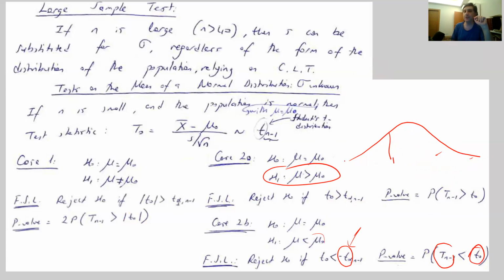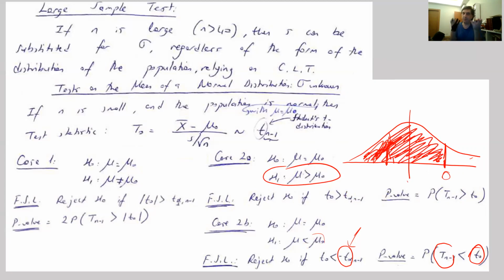So if, for instance, the t0 value has come to be here, it's going to be this probability. If it has come to be here, so we say that the alternative hypothesis is mu smaller than mu0, however the sample mean has come out to be even larger than mu0, still this is going to be the area. But note that the p-value is going to be a very high probability. And a high p-value means that it is very unlikely that we would be able to reject the null hypothesis.